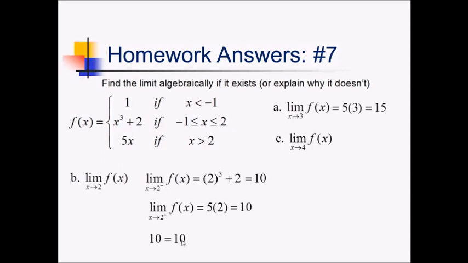Well, 10 equals 10. The left and the right-sided limits match. That means the two-sided limit as x approaches 2 is 10. And now finally for this last one, as x approaches 4, 4 is not a border value. It just falls in this last rule here. So that means we're just doing 5 times 4, which comes up to 20.